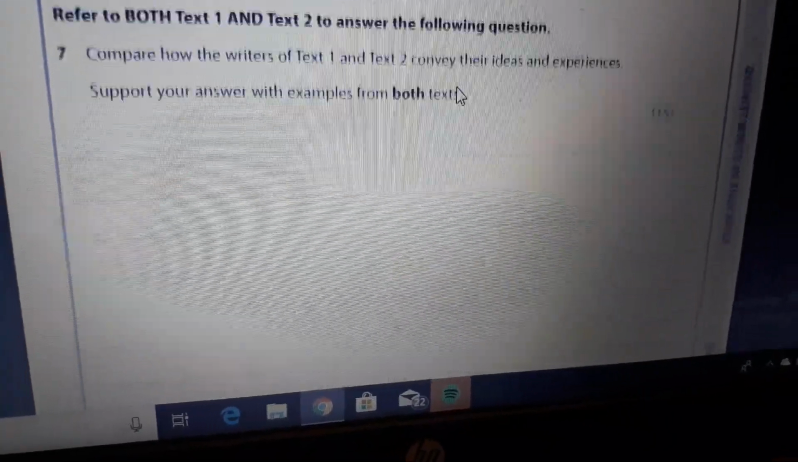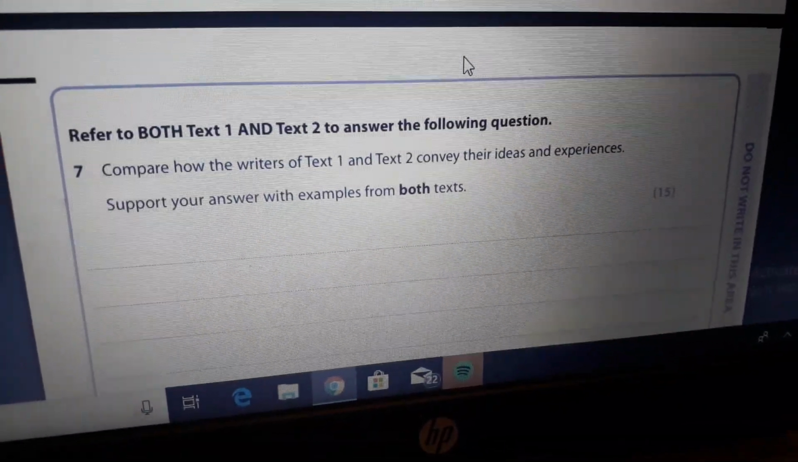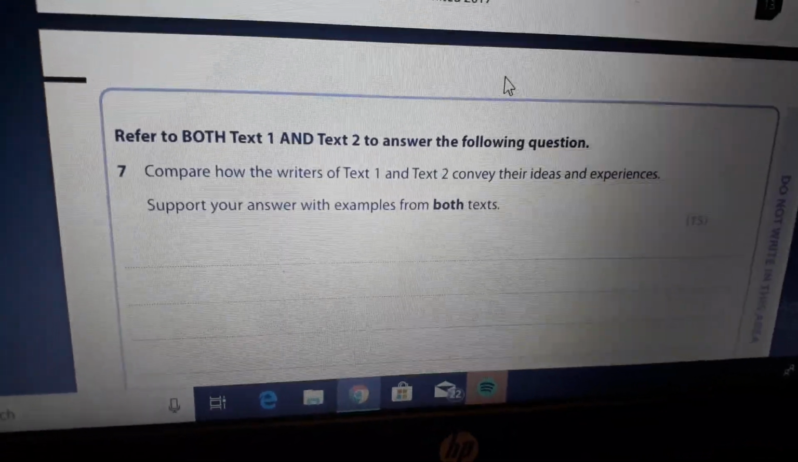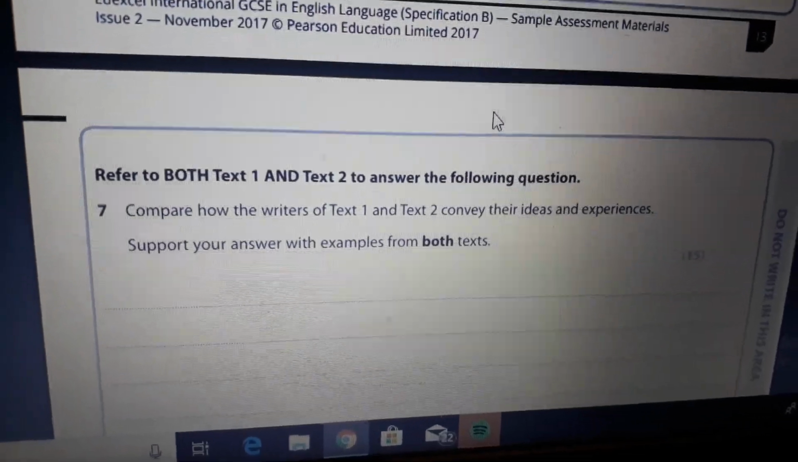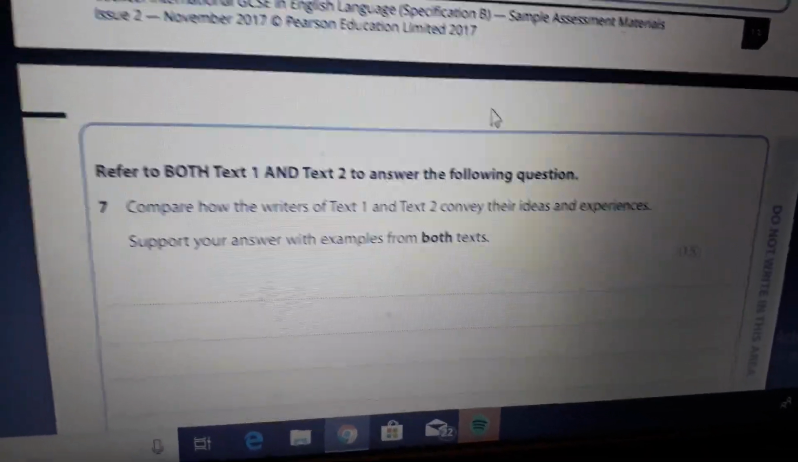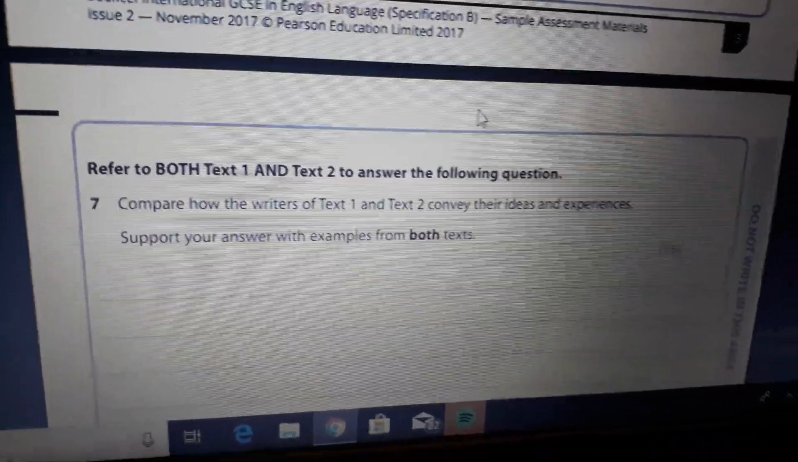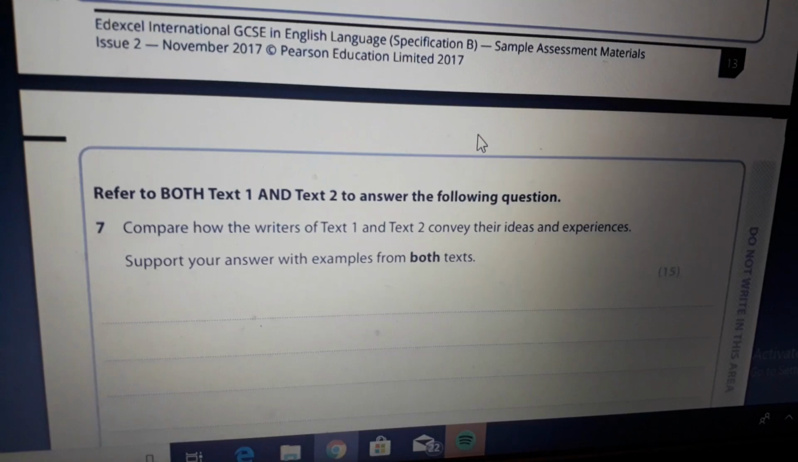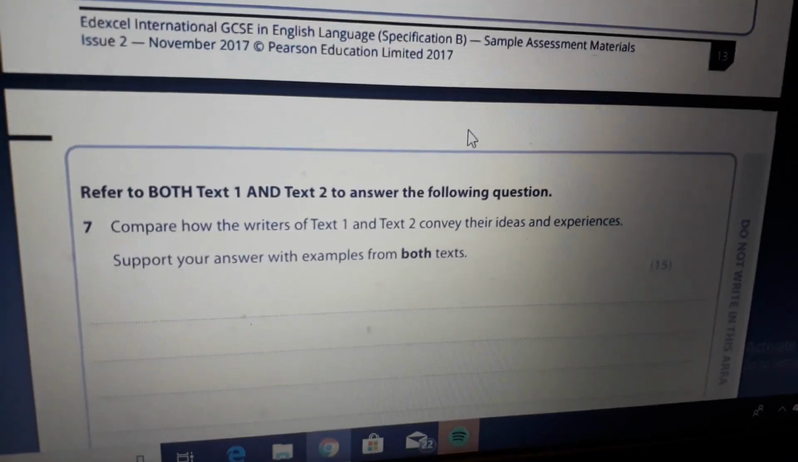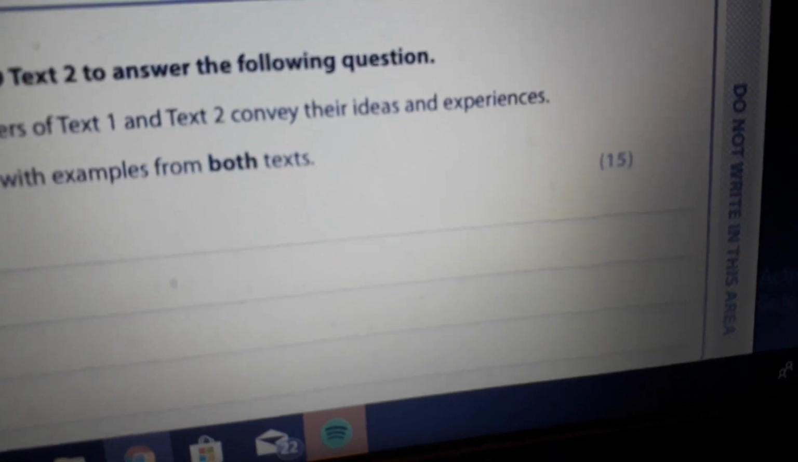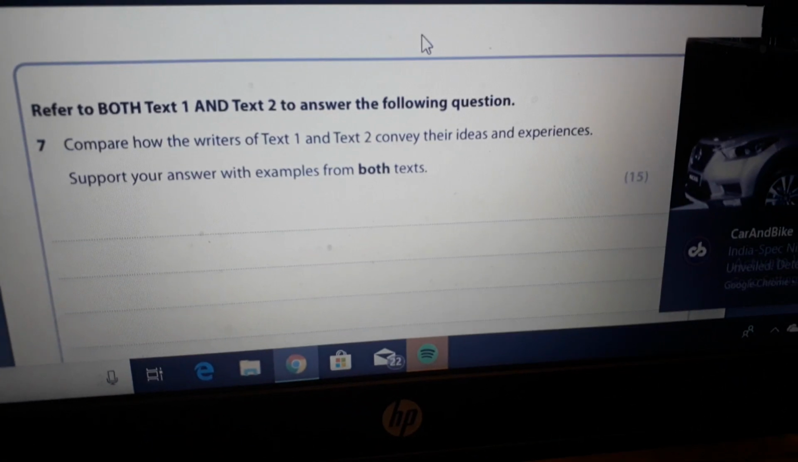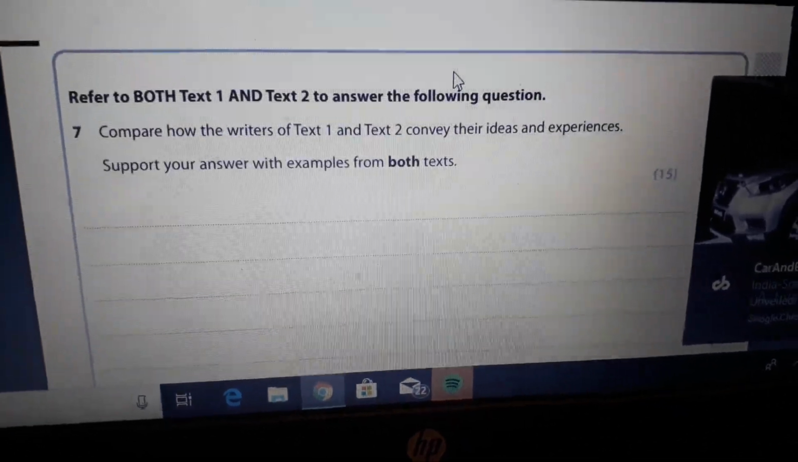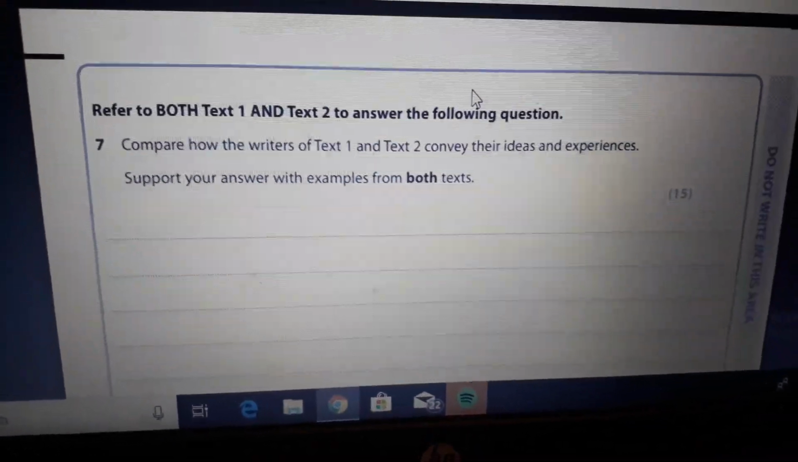Now we are in the comparison question. Refer to both text 1 and text 2 and answer the following question. Compare how the writers of text 1 and text 2 convey their ideas and experiences. Support your answer with examples from both texts. If you've seen the old papers, you will see this question used to carry 6 marks only. But now see that number, 15 marks. Of course, an essay type question, the last question of Section A.